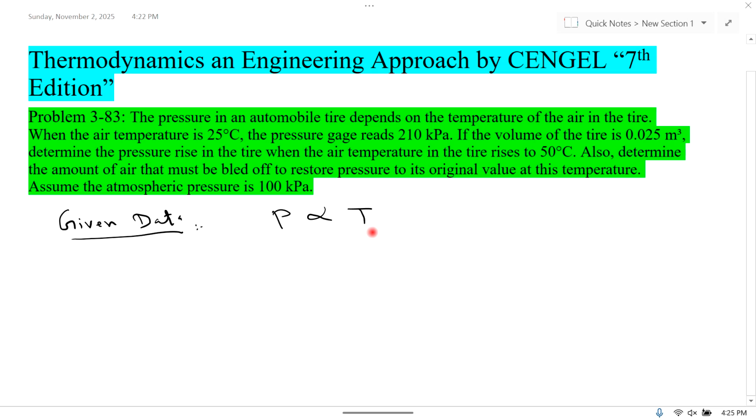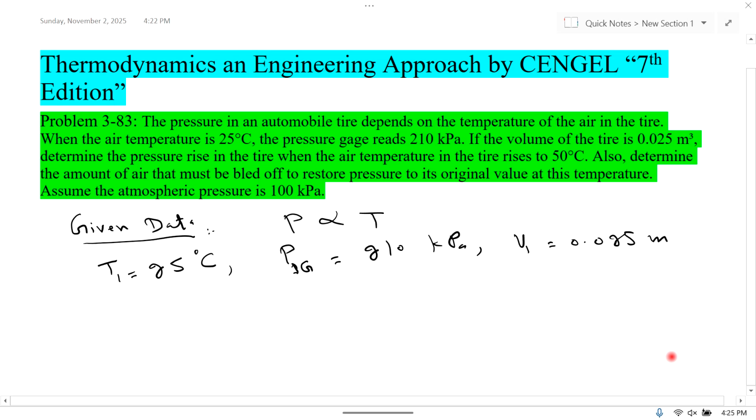When the air temperature is 25 degrees centigrade, initially, the pressure gauge reads 210 kilopascal. Initial gauge pressure P1 gauge is equal to 210 kilopascal. If the volume of the tire is 0.025 cubic meter, initially the volume is 0.025 cubic meter.